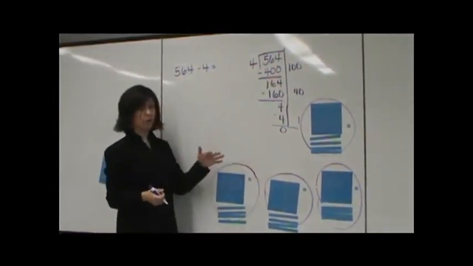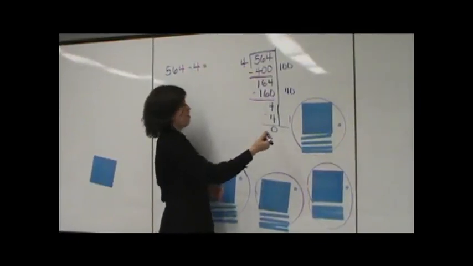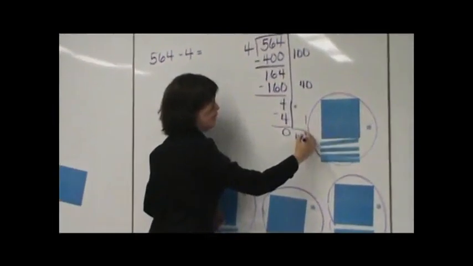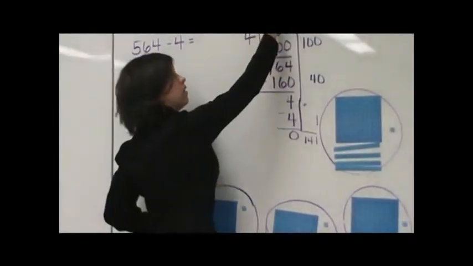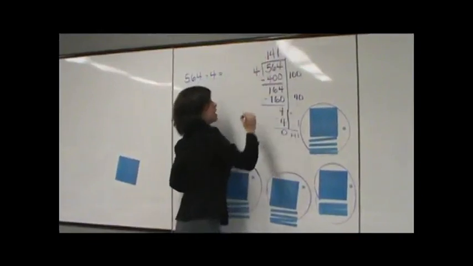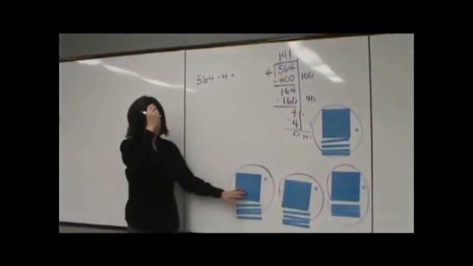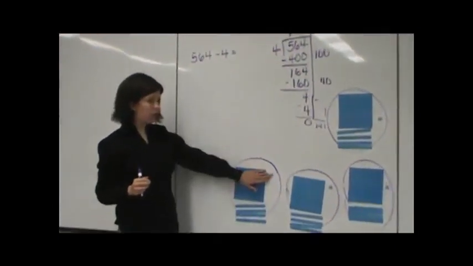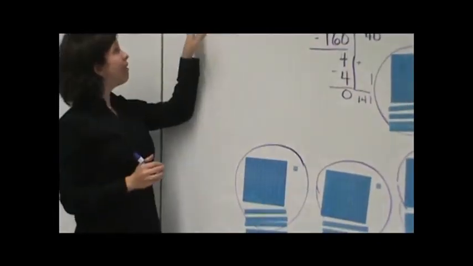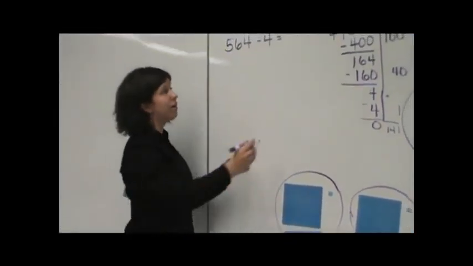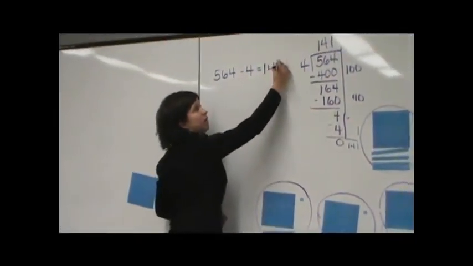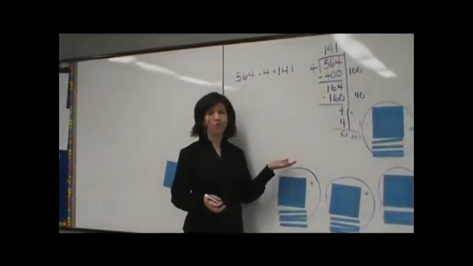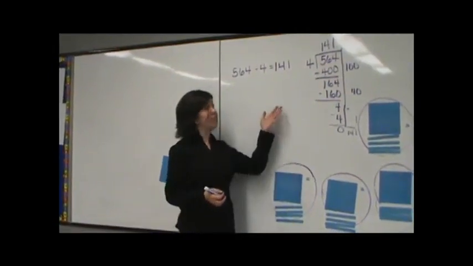So to find our final quotient, we're going to add the partial quotients together. 100 plus 40 plus 1 is 141, and I'm going to record that on the top. Using the model, we can check to see there really is 100, 4 tens, and 1 one in each group. So 564 divided by 4 is exactly 141. So the partial quotient strategy is a way to help students understand dividing 3-digit numbers.